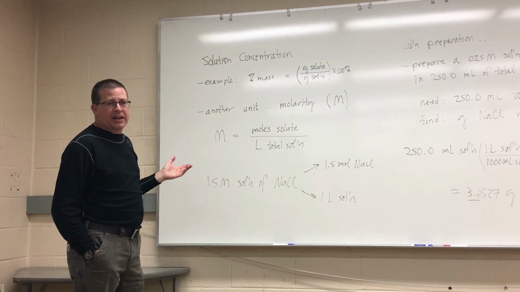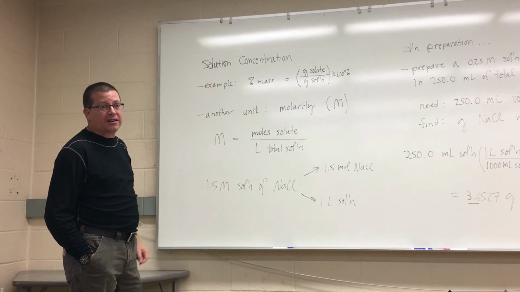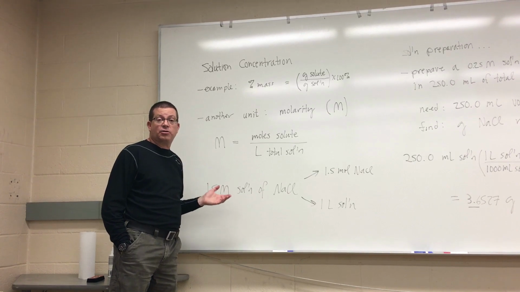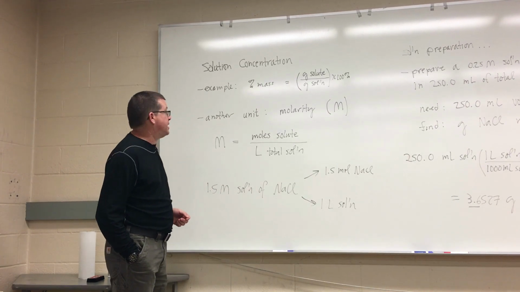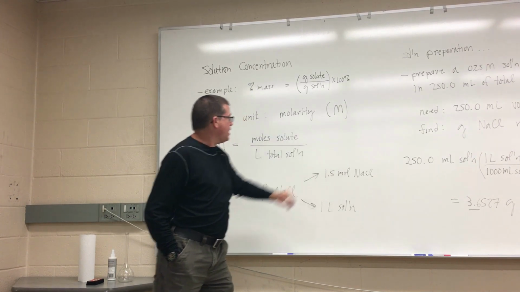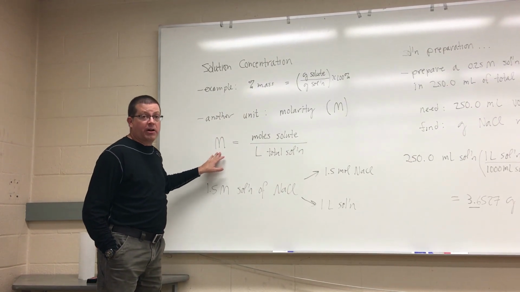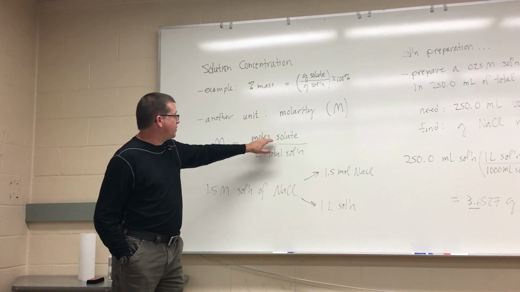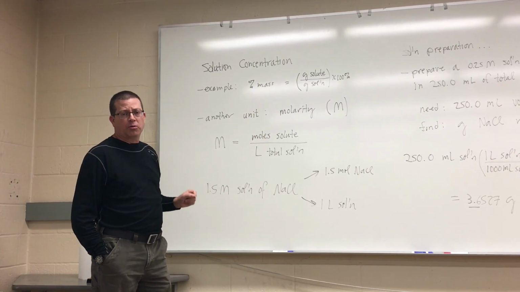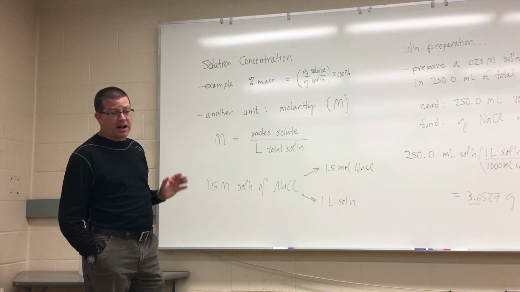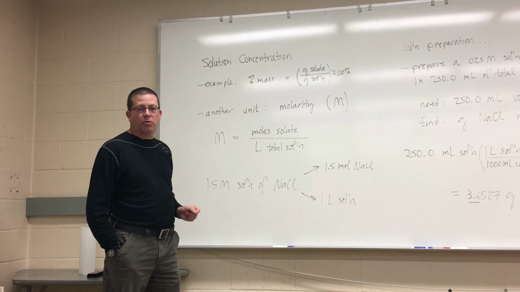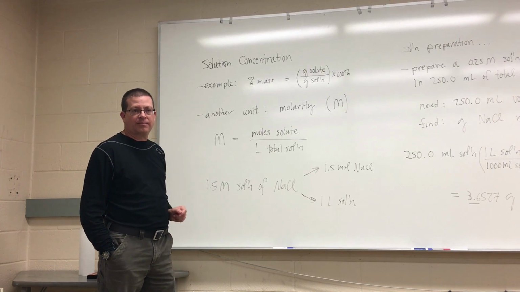Now, typically in chemistry, we don't use that concentration. The concentration we use most often is a concentration unit called molarity. Molarity is symbolized by a capital M. The definition of molarity is that it's the moles of solute divided by liters of total solution. That's important. It's not volume of solvent in the bottom, it's volume of total solution expressed in liters.